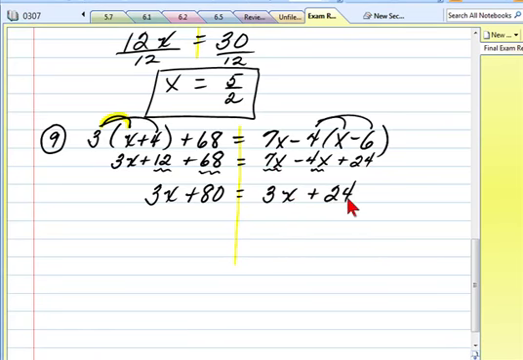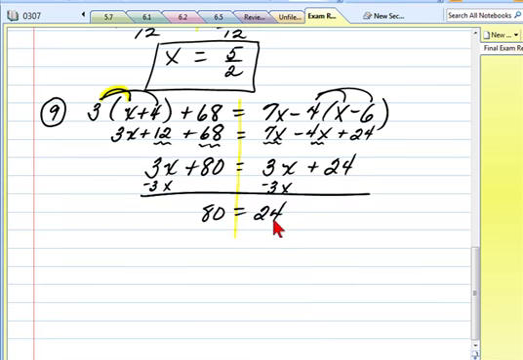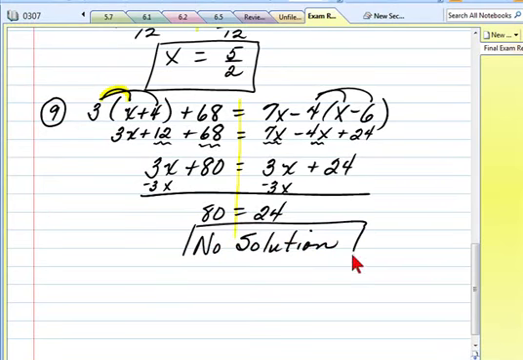Now this one was pretty well disguised. It's time for me to take care of variables on both sides. When I subtract 3x, I end up with 80 is equal to 24. This time, variables dropped out, left with a false statement. What's my answer? No solution. I think when you did these in MATLAB, you used capital letter N.